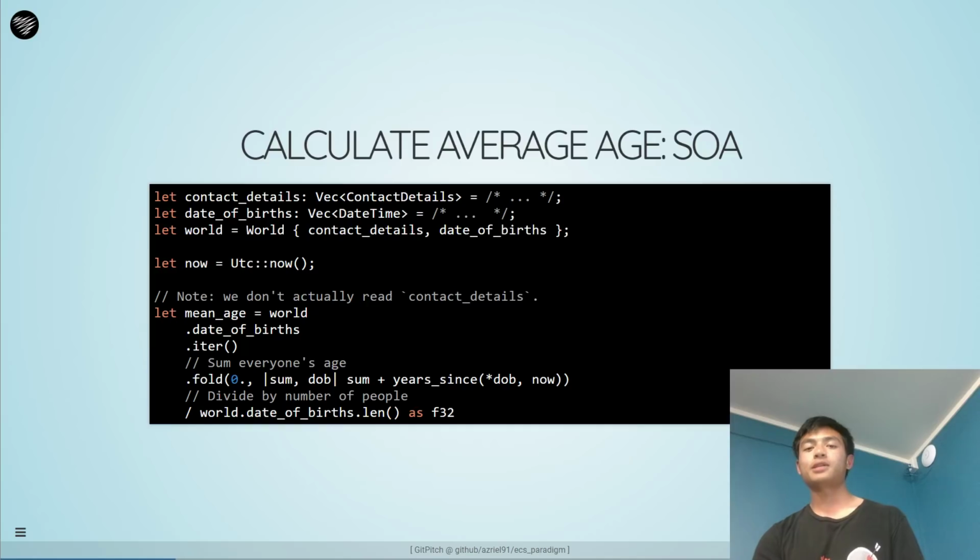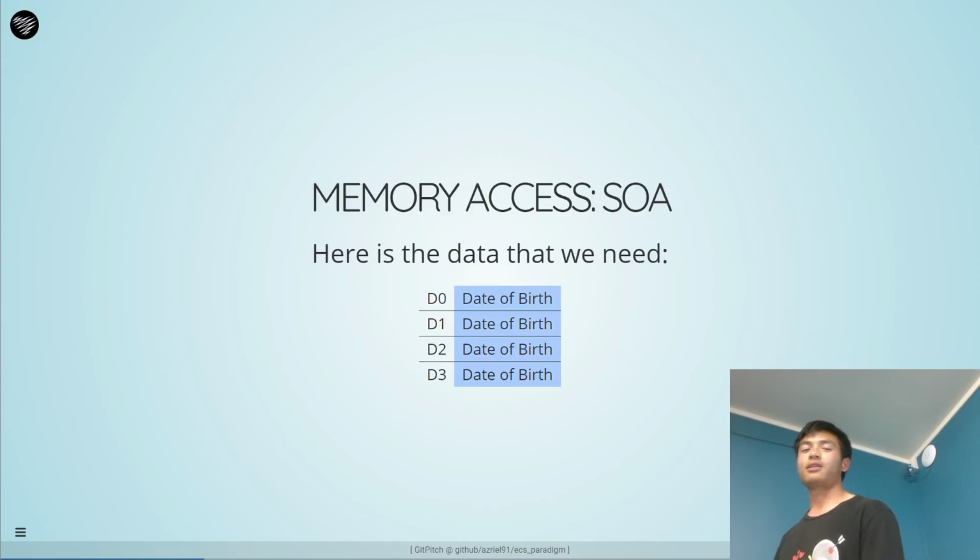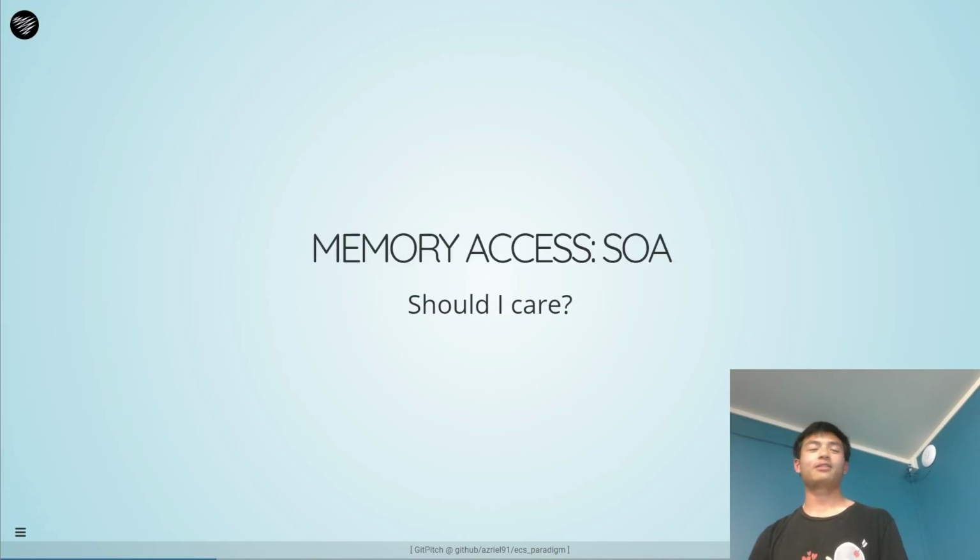Now, if we do the same thing with the struct of arrays approach, we are going to remember how we broke the person into bits. We are going to look at the date of birth for each person. We don't really care about the contact details because that's irrelevant in our calculation, and we iterate over those same logic. Now, if you look at the data that we iterate over, it's just the date of birth, and the data that we need is just the date of birth.